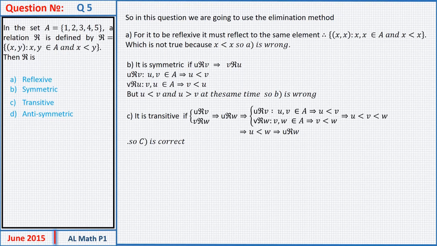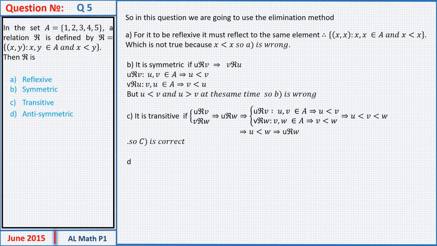Now when we join these two, we have that U is less than V and V is less than W. So if U is less than V and it's also less than W, it means that U is less than what? W. And U is less than W implies that U is related to W, and that shows that it is transitive. So the answer is C.